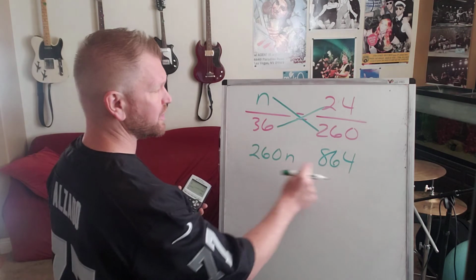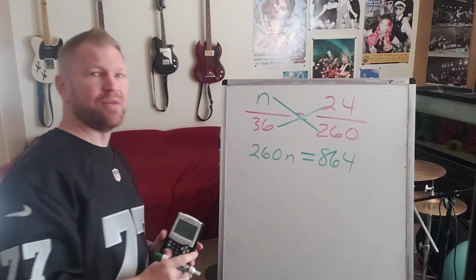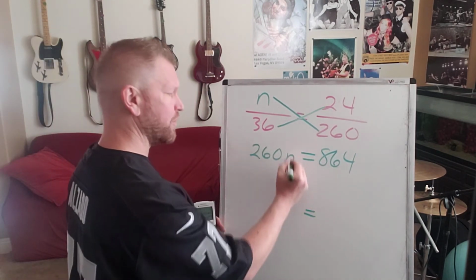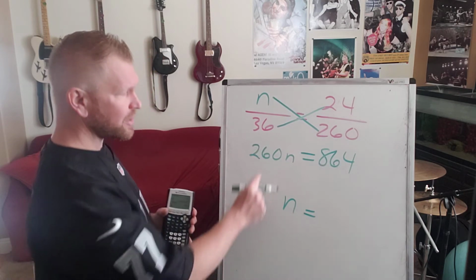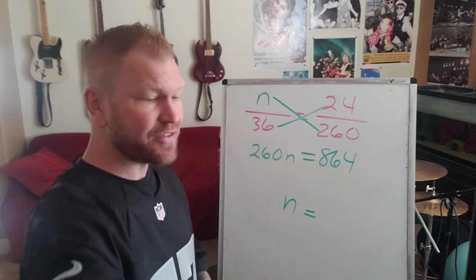Now, what symbol goes between these? Remember, the cross products are always equal, so put an equal sign between them. Now we've got a one-step equation. We bring down the equal sign. We want to isolate the n. This is multiplied by 260, which means we have to do the opposite. We're going to have to divide by 260.